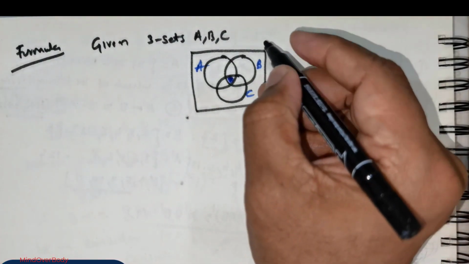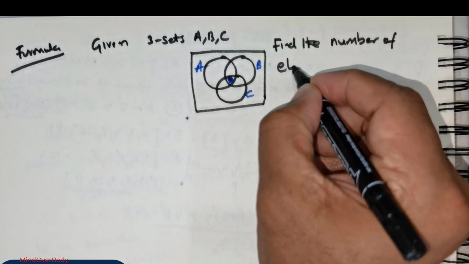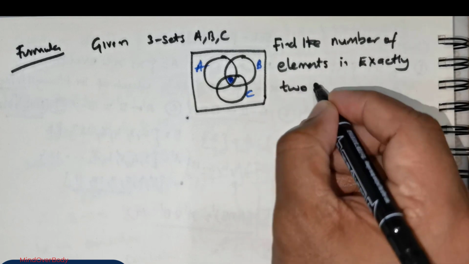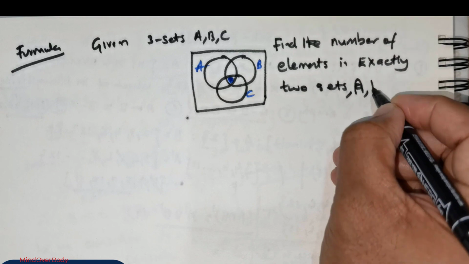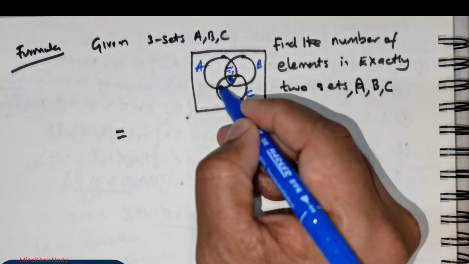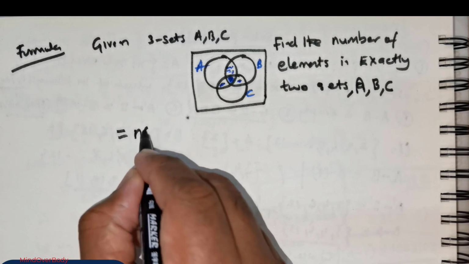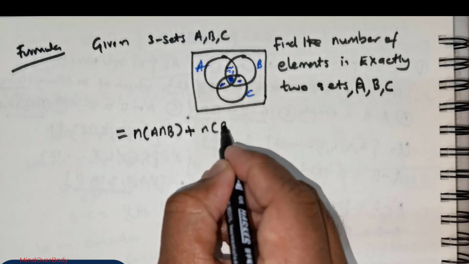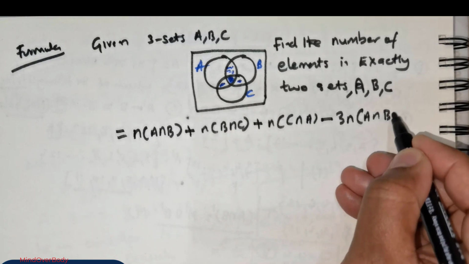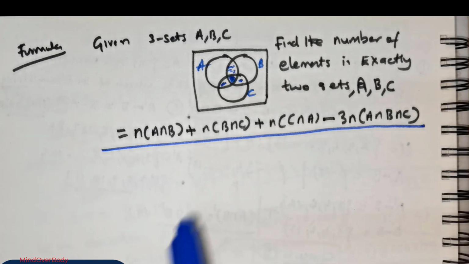Now if you are asked this question, find the number of elements in exactly two sets, you're given A, B and C, then you are actually looking at this portion, right? So that portion can be obtained by this formula, and that formula is n of A intersecting B positive n of B intersecting C positive n of C intersecting A negative 3 times n of A intersecting B intersecting C.